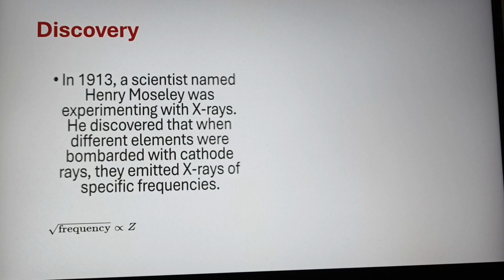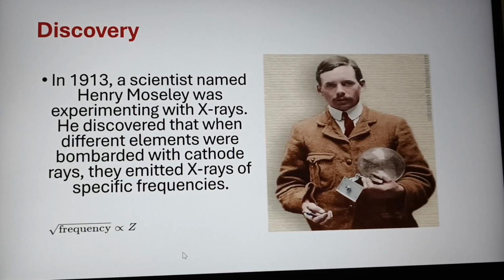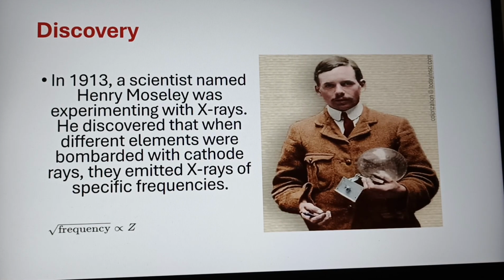In 1913, a scientist named Henry Moseley was experimenting with X-rays. He discovered that when different elements were bombarded with cathode rays, they emitted X-rays of specific frequencies. He found that the square root of the frequency of X-rays emitted by an element is directly proportional to the atomic number of that element. This showed that atomic number is not just a counting label, it is a fundamental property of atoms. Now we define the important terms like atomic number.